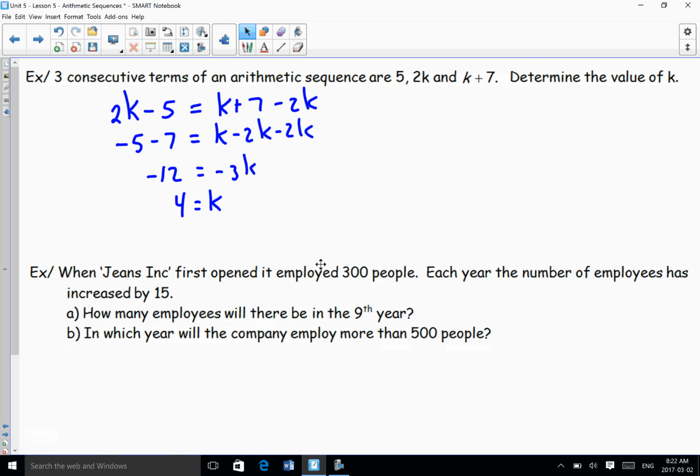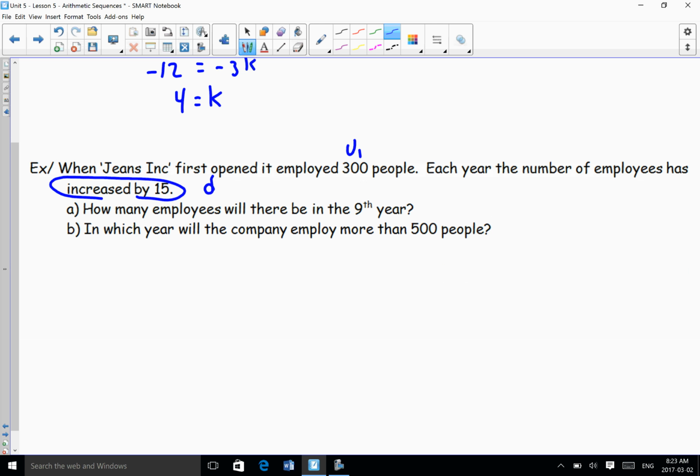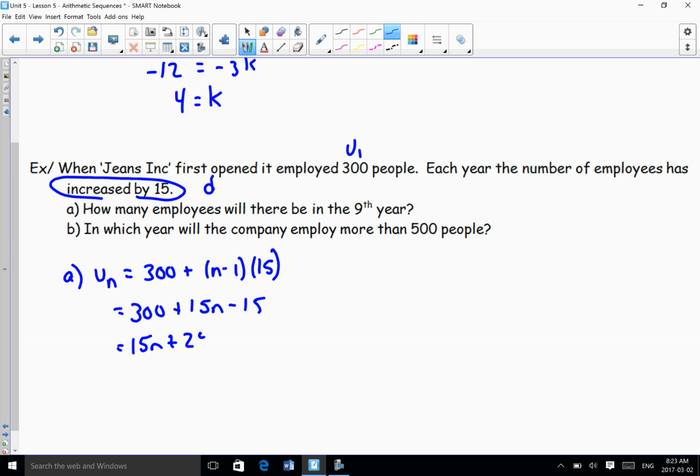Let's try a little word problem here. Jeans Inc. when it first opened, employed 300 people. Each year, the number of employees has increased by 15. How many employees will there be in the 9th year? So the fact that we have a starting point, u number 1, and it's going up by 15 every year as a difference, tells me this is an arithmetic sequence. Well, if it's an arithmetic sequence, I can make an equation for it. Okay, we'll do the same thing, our general term that we've been doing. And we'll get 15n plus 285.